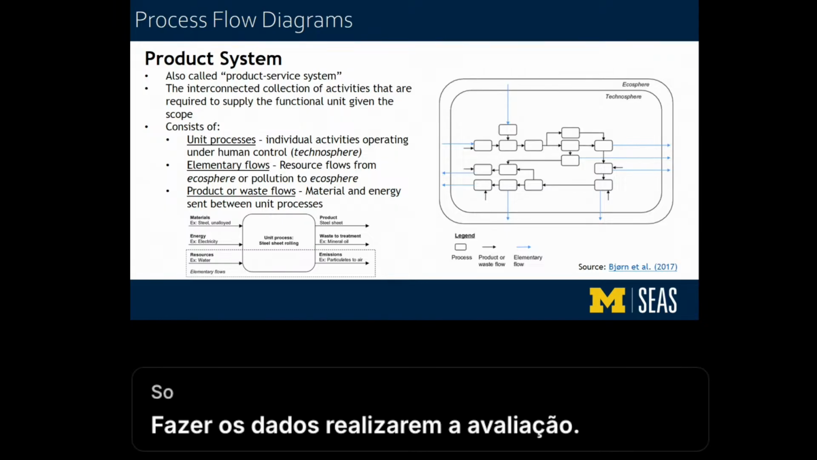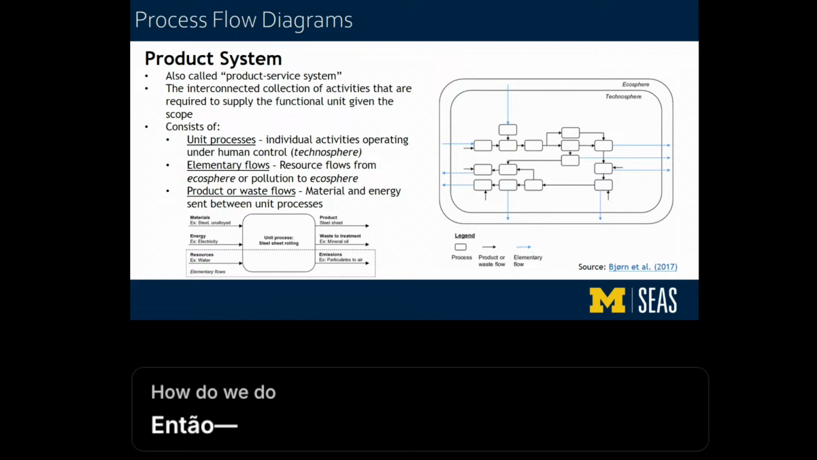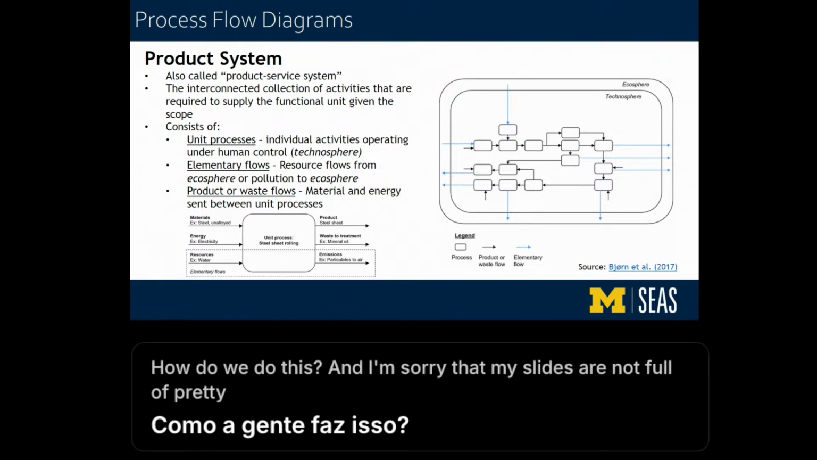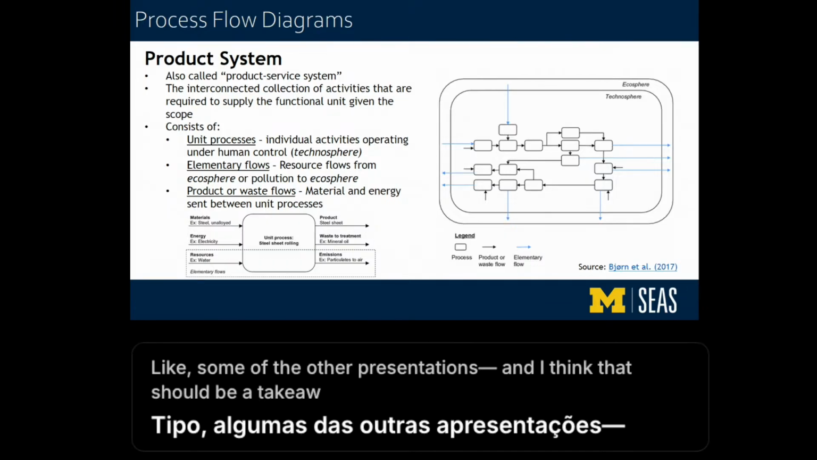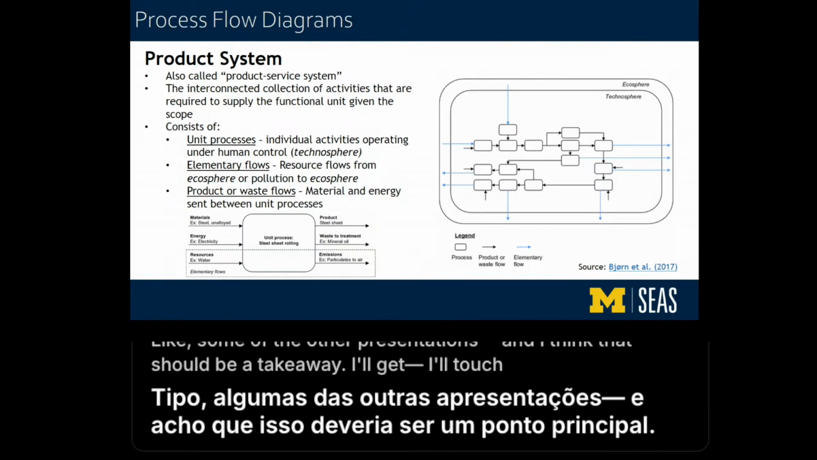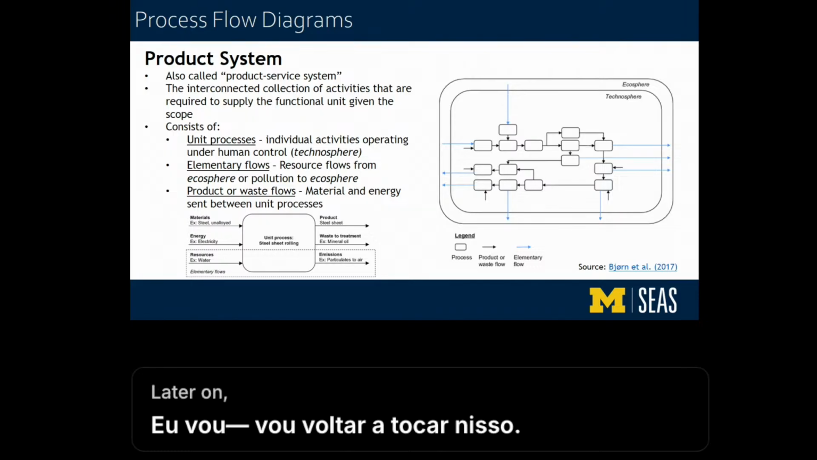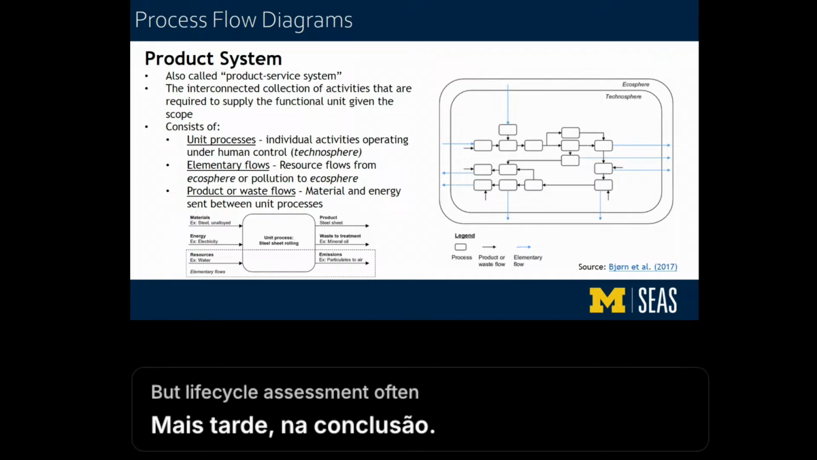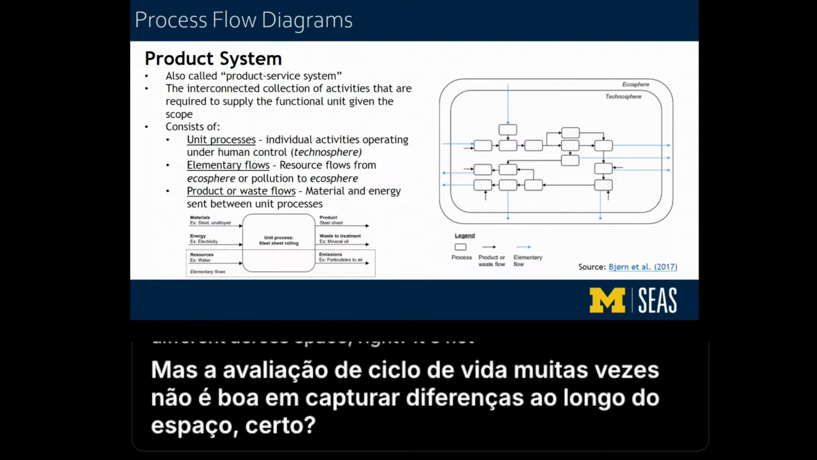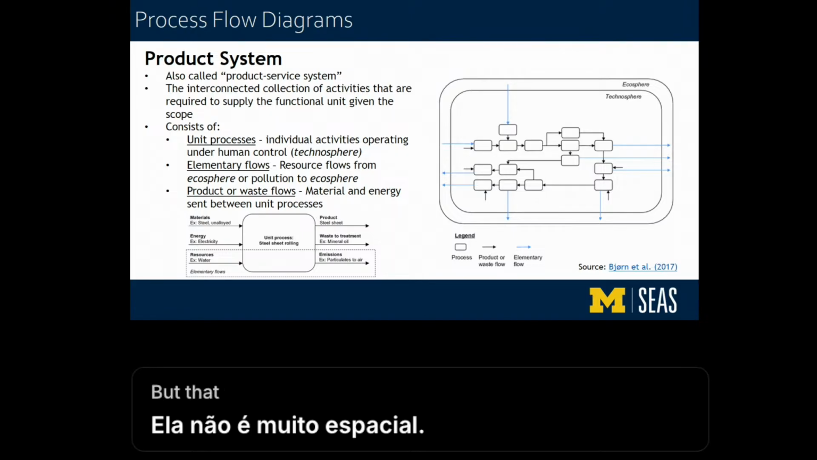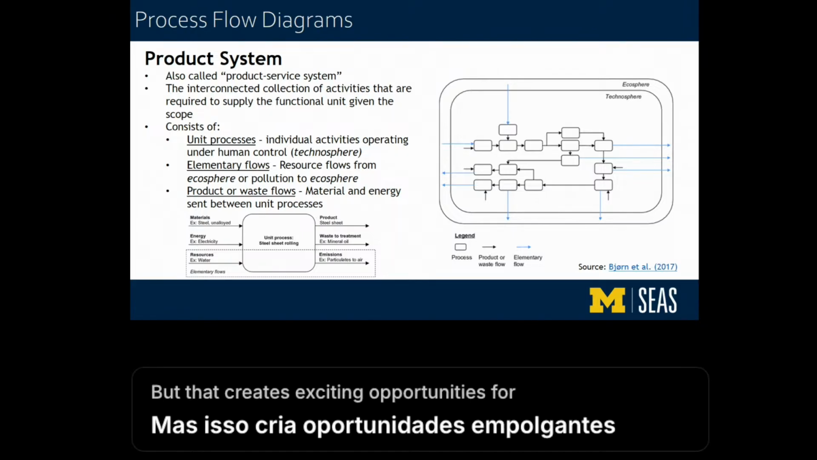And I'm sorry that my slides are not full of pretty maps like some of the other presentations. And I think that should be a takeaway. I'll touch on this again later on at the conclusion, but life cycle assessment often isn't good at capturing differences across space, right? It's not very spatial. But that creates exciting opportunities for different communities to work together. But that's a different piece.